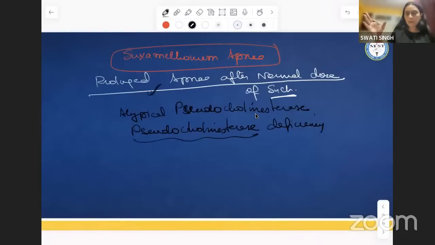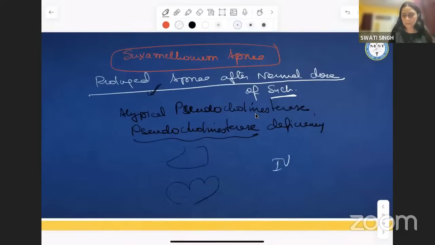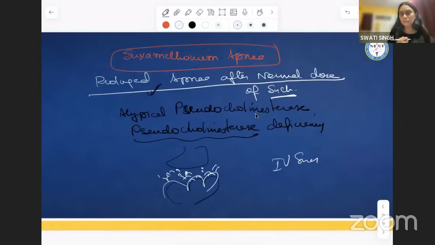Guys, what happens? This is your neuromuscular junction. You have given IV succinylcholine and the succinylcholine has escaped metabolism and a huge amount has reached the neuromuscular junction. And the neuromuscular junction is under the prolonged effect of succinylcholine. Patient cannot breathe. Patient will die. So what we need to do is to ventilate from outside. So we need to do positive pressure ventilation.